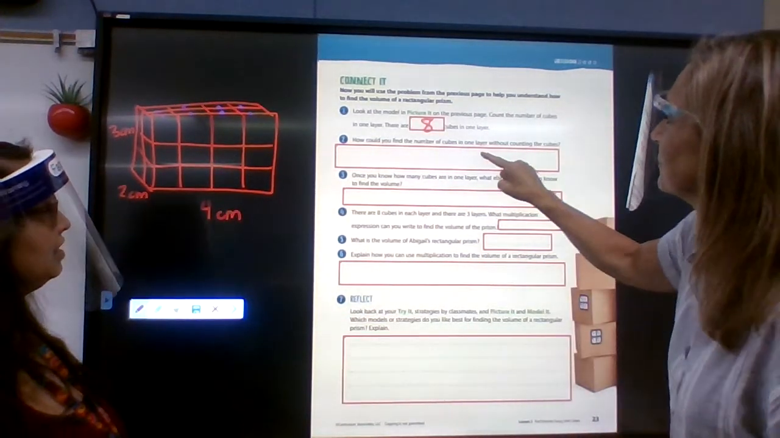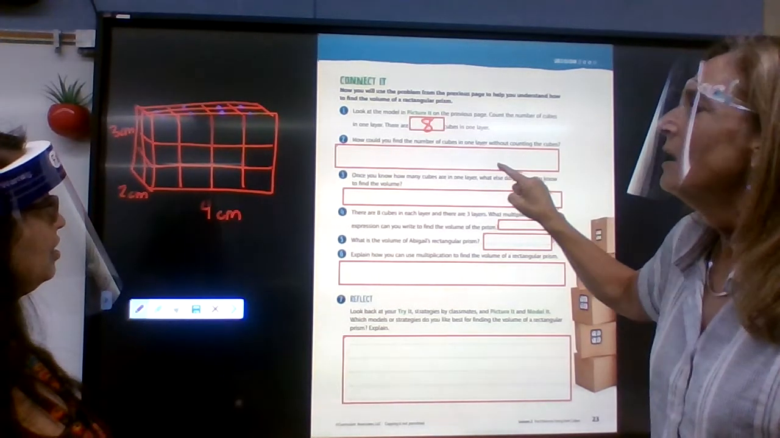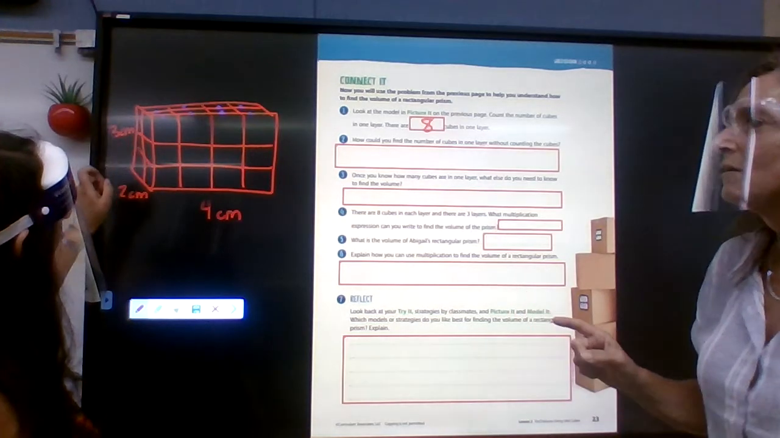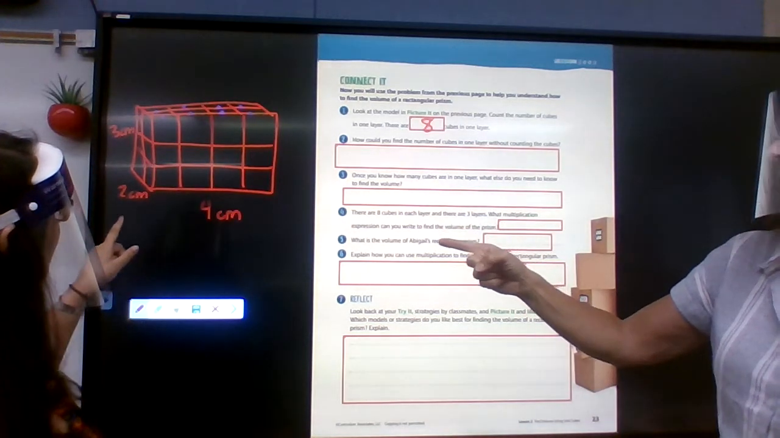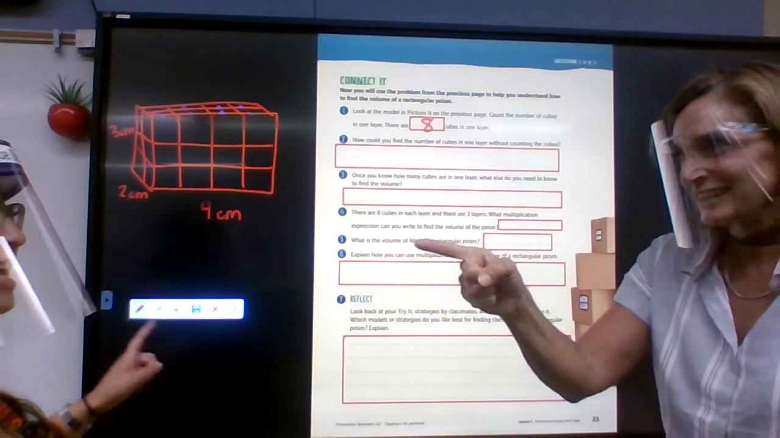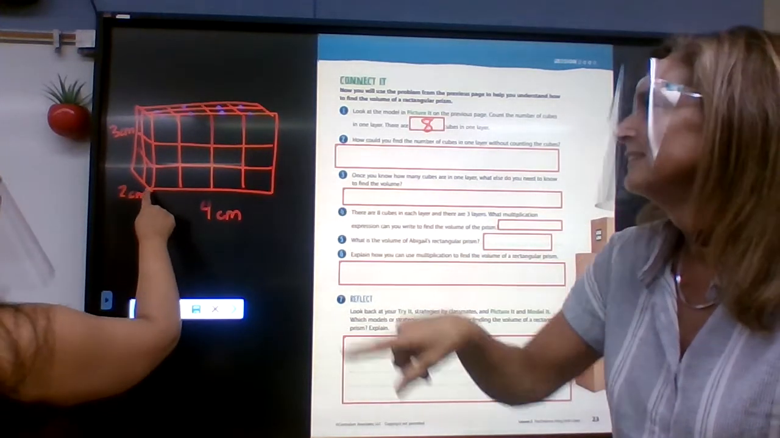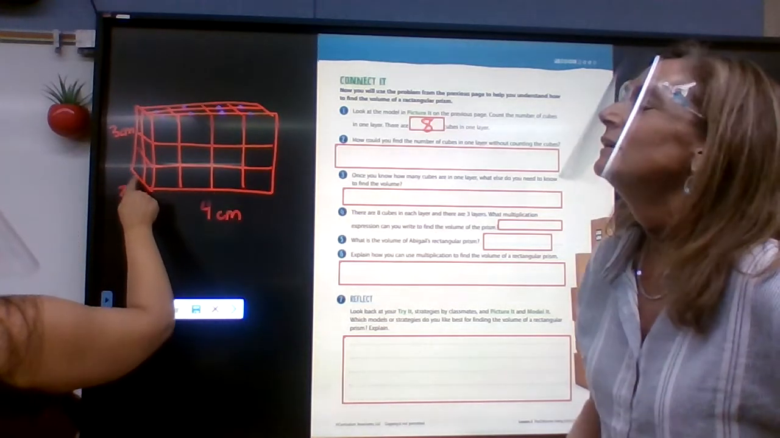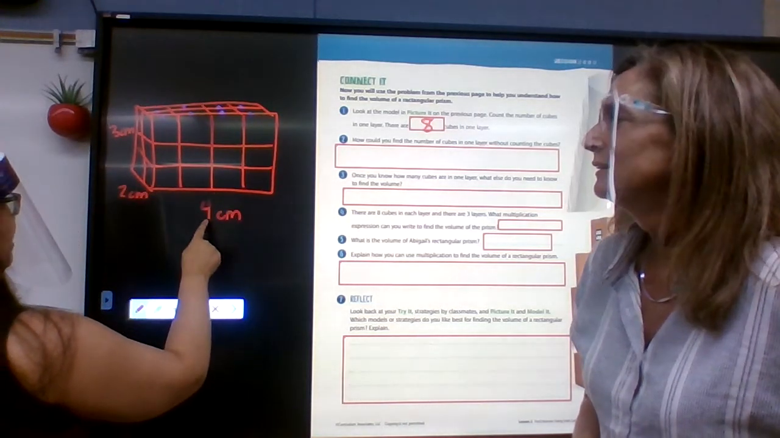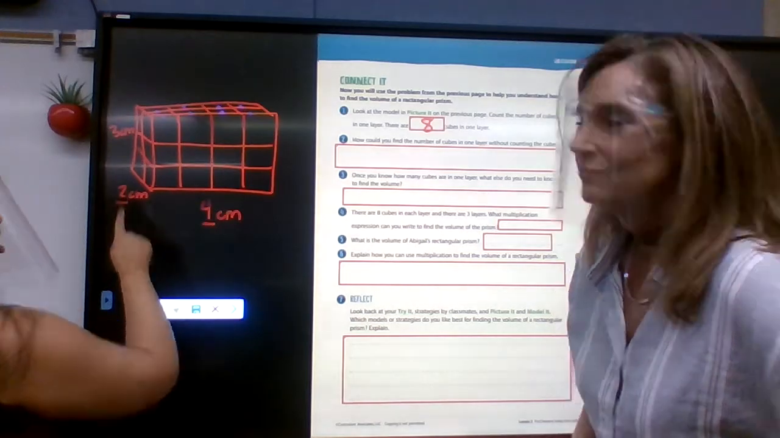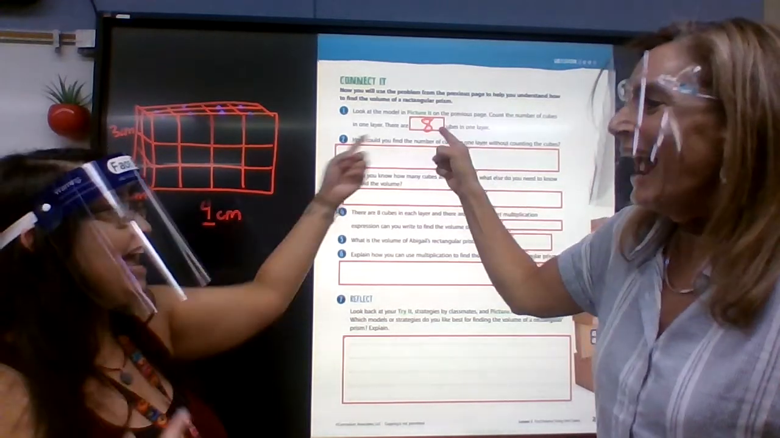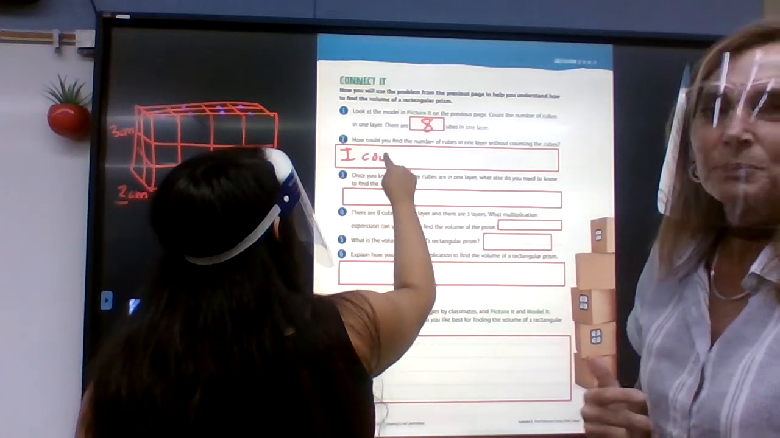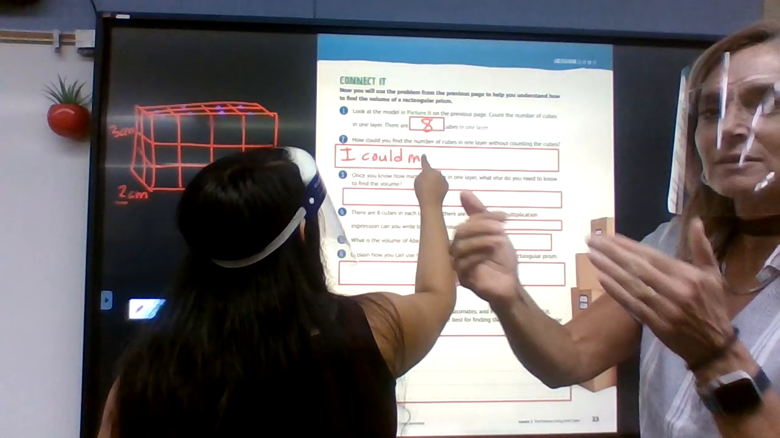So how can we find the number of cubes in one layer without counting them? I see something. We could look at this length here and this width here and multiply 4 times 2, which is 8. So we could multiply that length times the width.